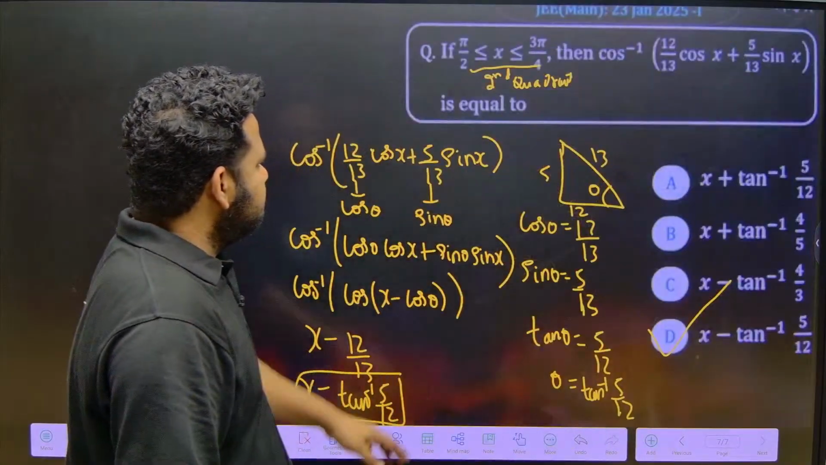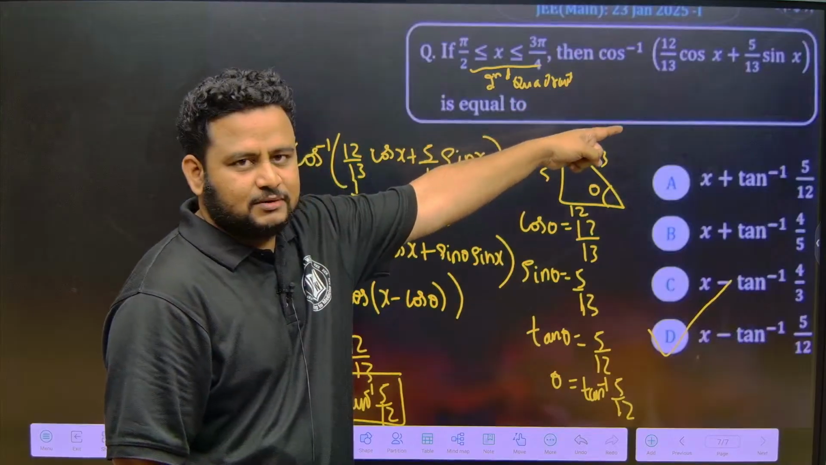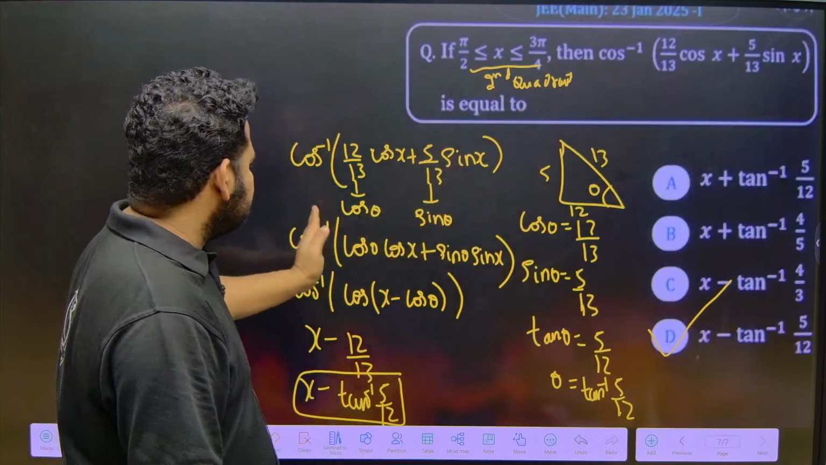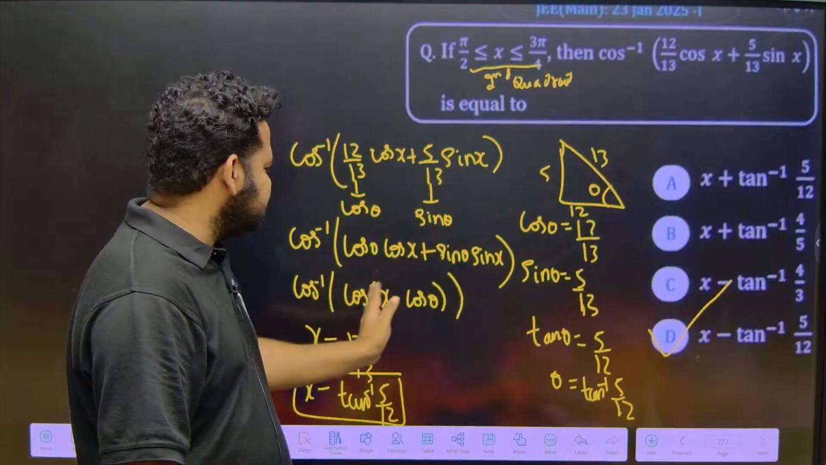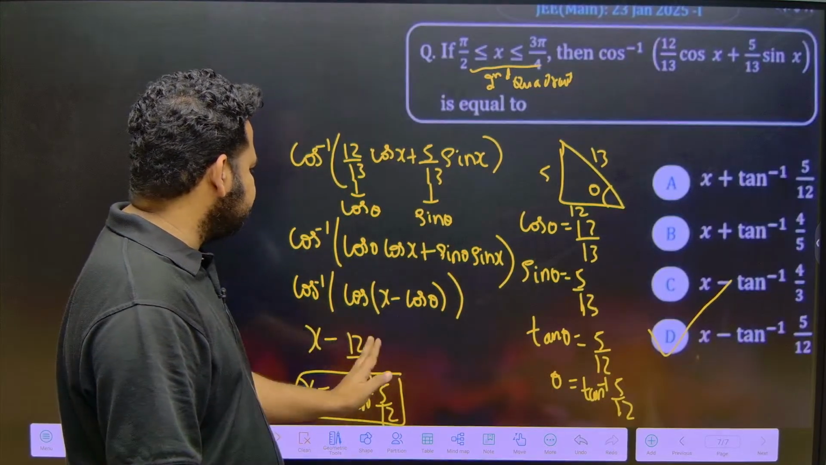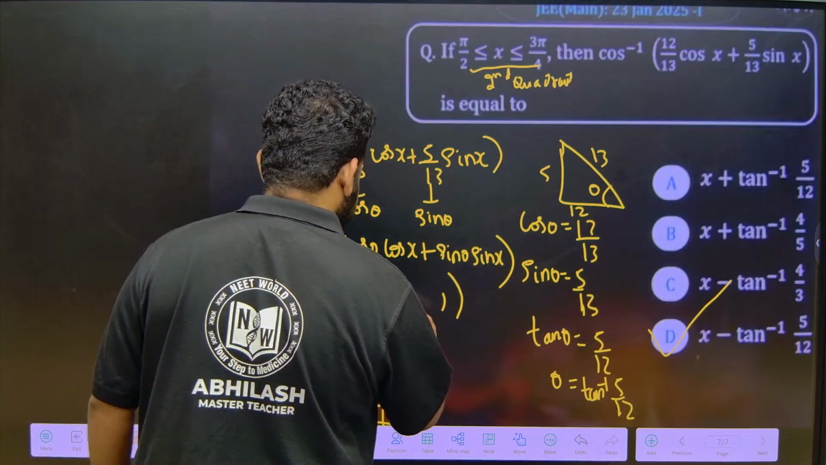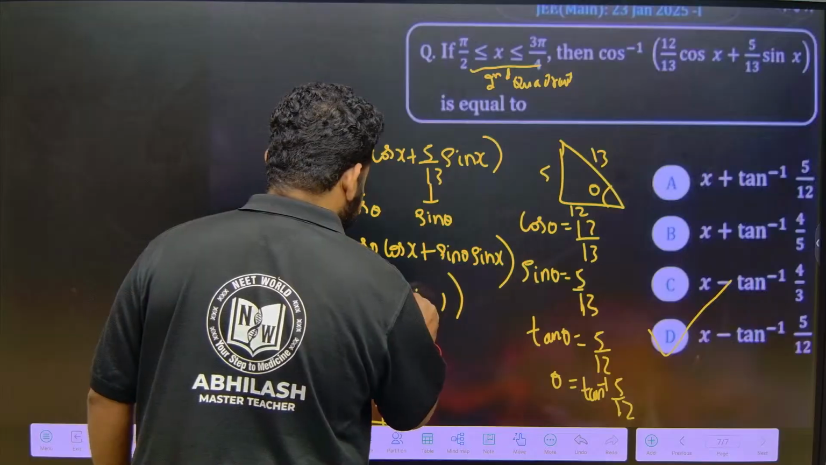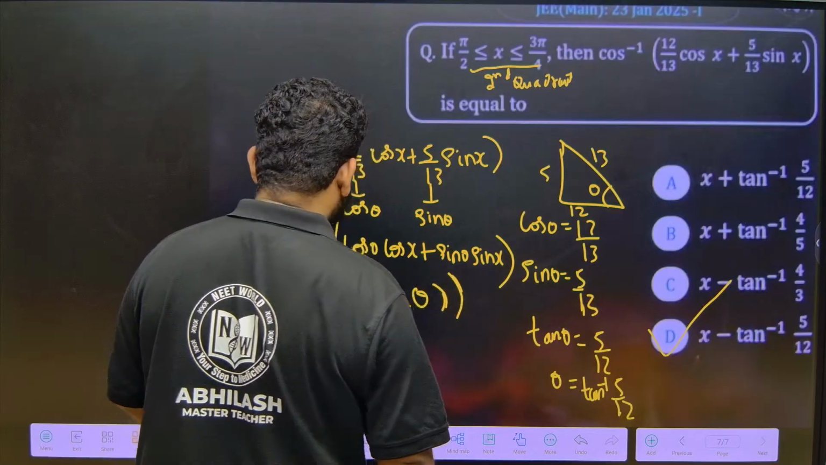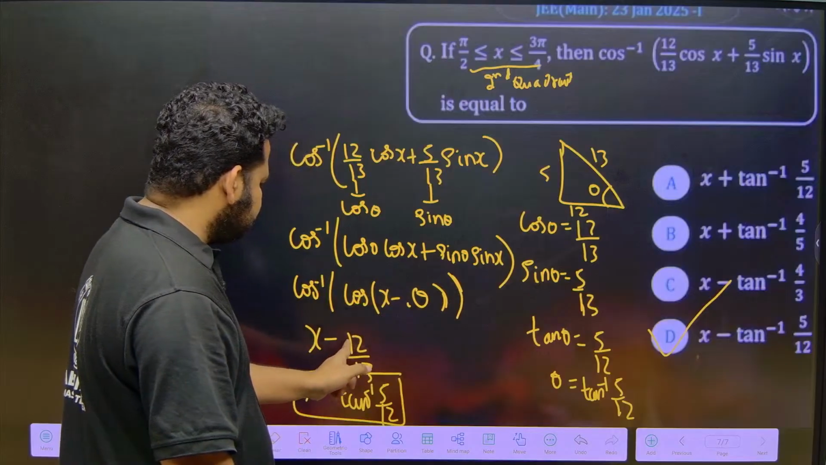Next thing. This is fairly simple. 12 by 13 I took as cos theta, then definitely 5 by 13 will become sin theta. So this will become cos theta cos x plus sin theta sin x, that is cos of x minus theta. Actually this should be cos of x minus theta. This will be nothing but x minus theta.